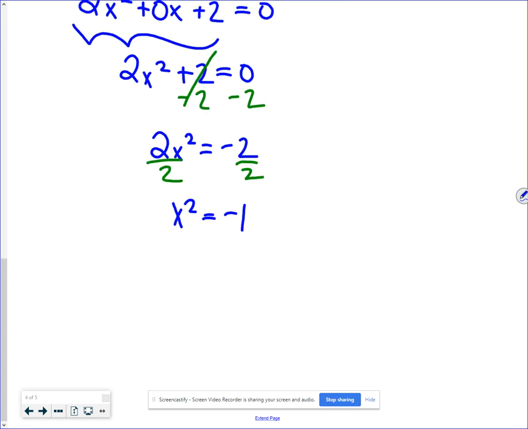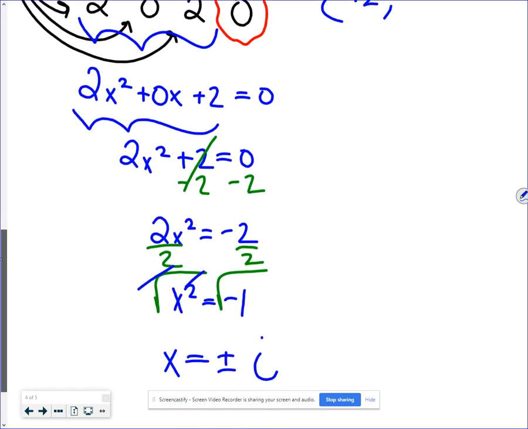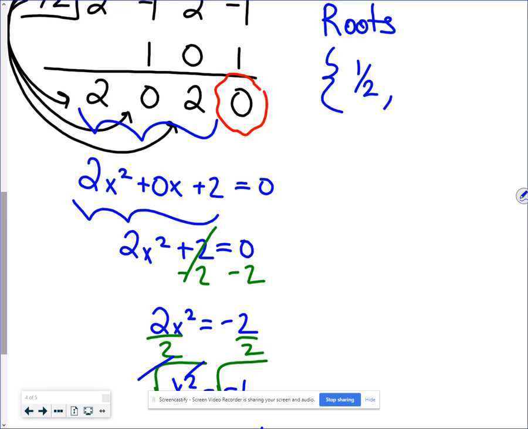It's called the square root method that we're using. The last step is to take the square root of both sides. Just remember, whenever you use the square root method, you got to put plus and minus on your final answer. So x is equal to plus or minus the square root of negative 1. But what is the square root of negative 1? That's i. That's what we define the imaginary number as. So here are our last two roots. So the roots are 1/2, i and negative i. These are 3 roots.